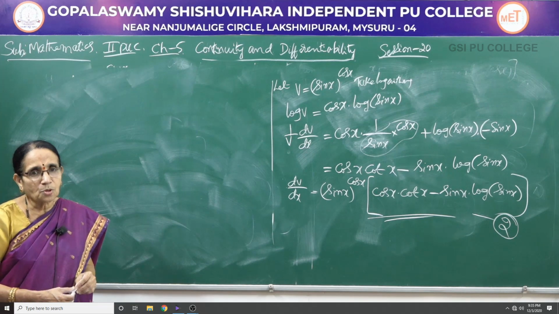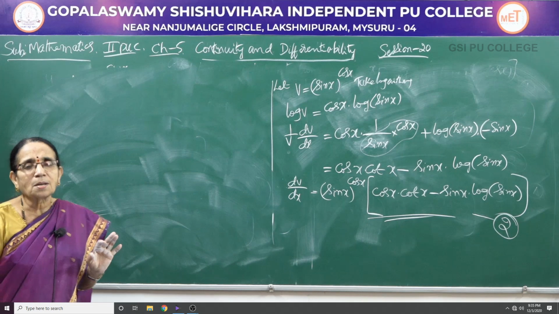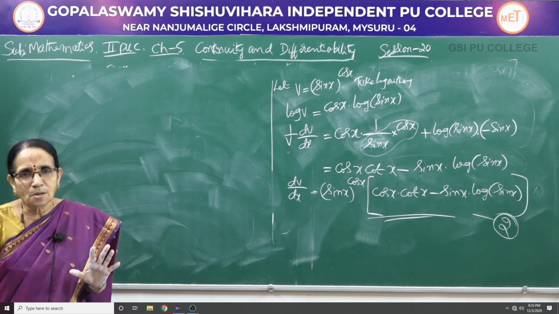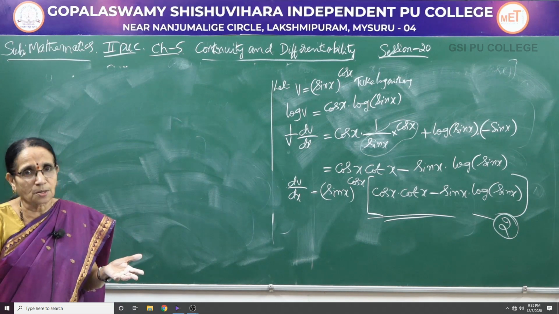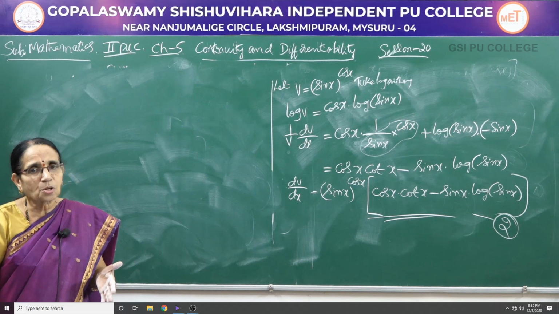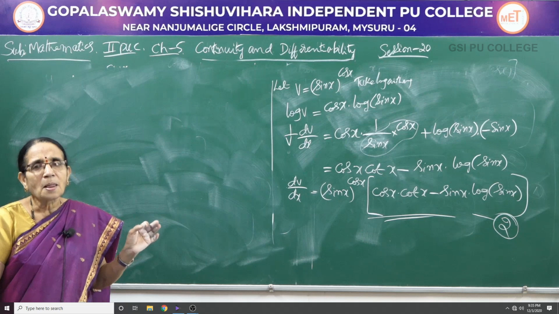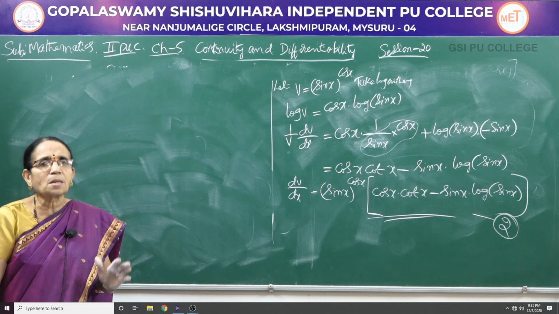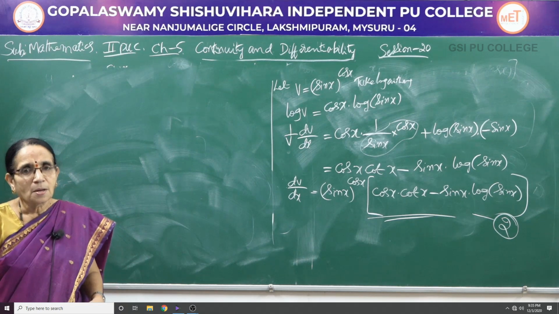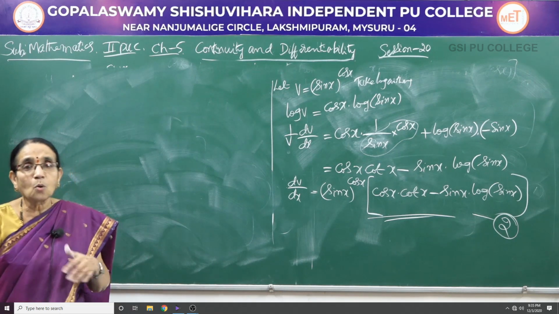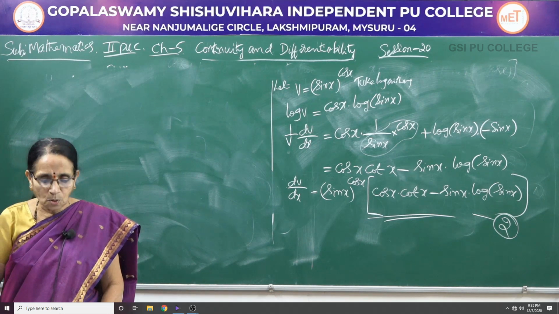Okay. So this is the procedure we adopt whenever it is given as sum or the difference of the two functions. Or if it is a product or quotient, you apply the logarithmic rule. Otherwise, take the logarithm individually and then find the derivative, write them together in the last step. That gives you the derivative of the whole function that has been given to you.